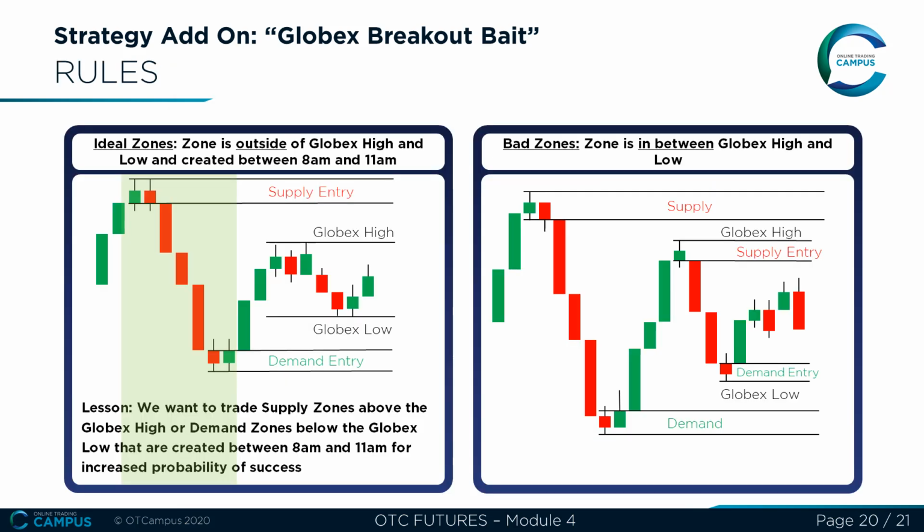Alright, let's summarize the rules. What is the ideal zone? It is a zone that is outside of GLOBEX high and low and created between 8 AM and 11 AM. Hence, we want to trade supply zones above the GLOBEX high or demand zones below the GLOBEX low that are created between 8 AM and 11 AM for increased probability of success. What is a bad zone? A zone that is in between GLOBEX high and low.